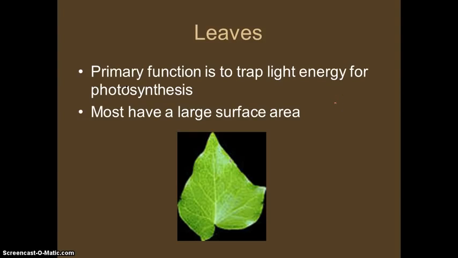And then finally, our last discussion is going to be on leaves and leaf anatomy. And obviously the primary function of leaves is to trap energy from the sun for photosynthesis. And remember, this is how the plants make food, not only for themselves but for other organisms like herbivores or us. And obviously leaves must have a large surface area.